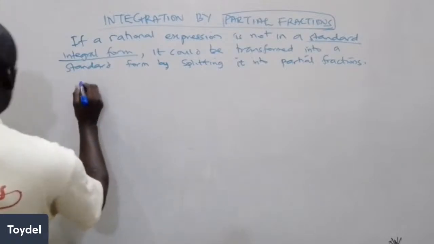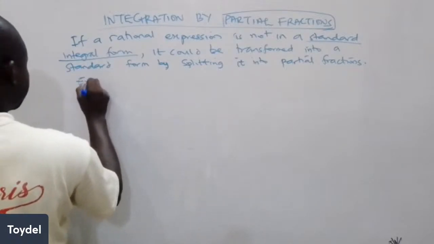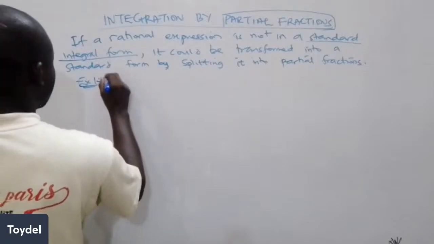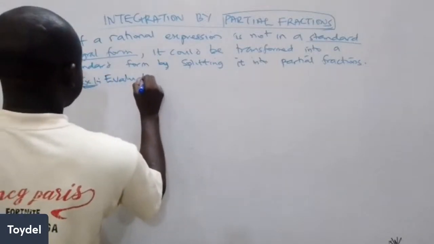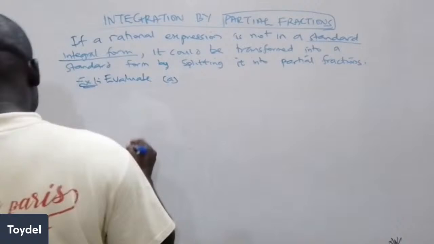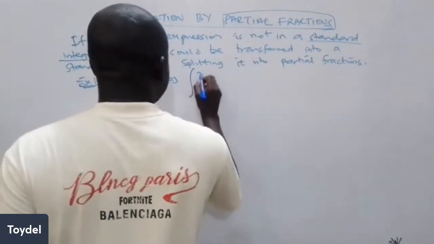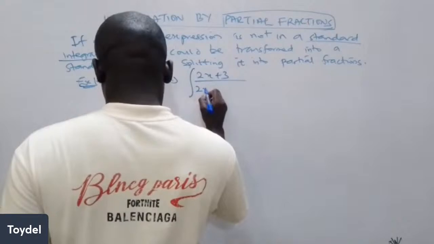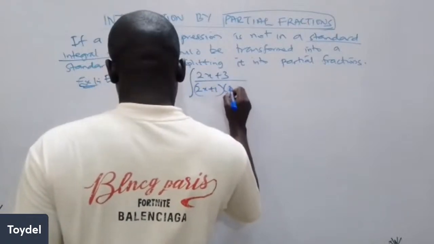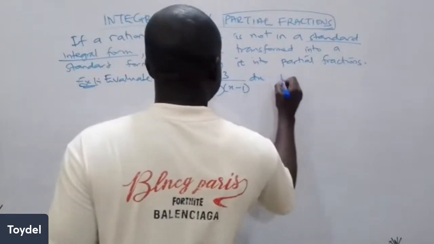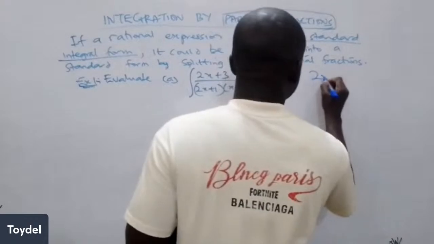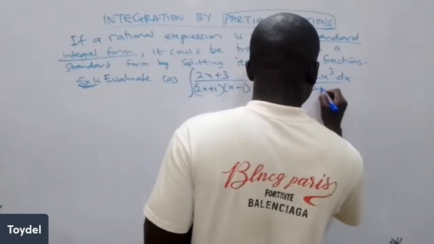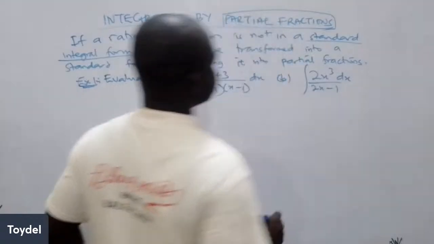Let's take an example. Evaluate the first example: the integral of 2x plus 3 all over 2x plus 1 multiplied by x minus 1 dx. Then let's take another one, where we have 2x cubed dx all over 2x minus 1, integral.